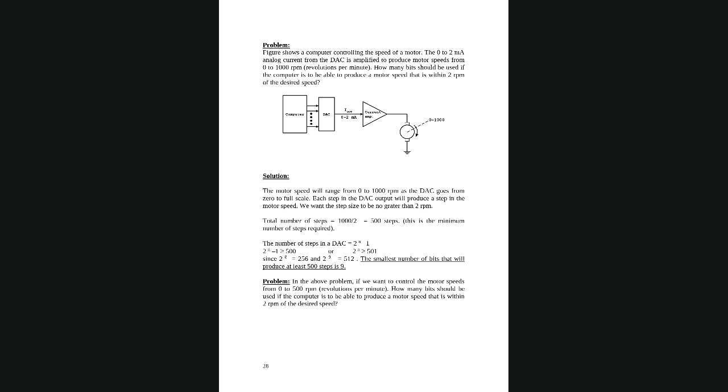Again, the range given is from 0 to 1000 rpm. For 1000 rpm and a step size of 2 rpm, how many steps will we have? 1000 rpm over 2, we have 500 steps. So 0, 2, 4, 6, 8, in one step 2 rpm. For 500 steps, we need 9 bits. This is the way we solve the question: from the maximum and the step size, we find the number of steps.